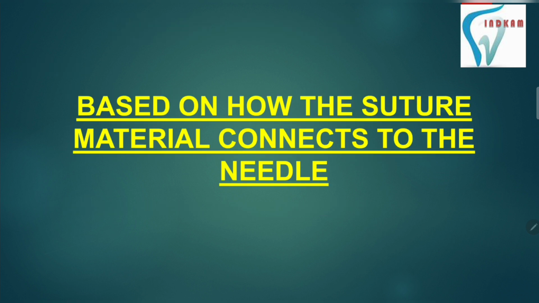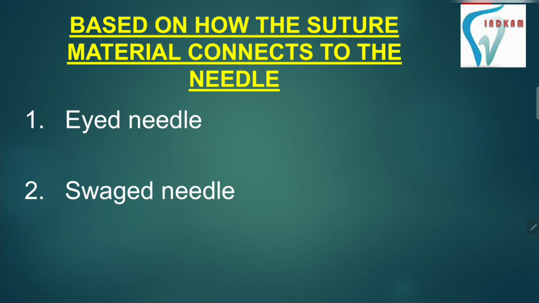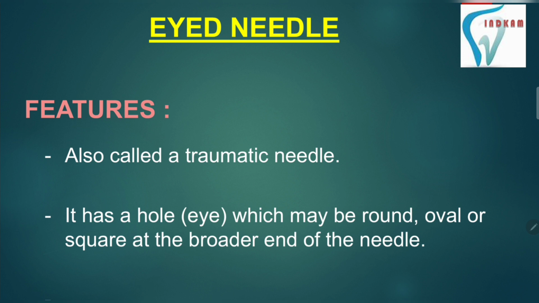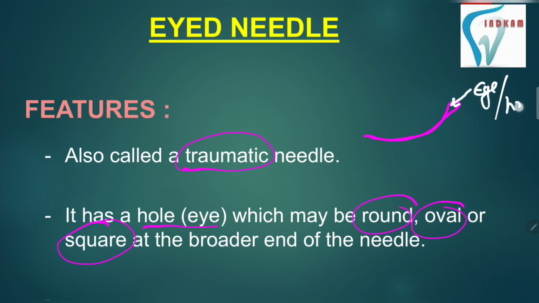Now, based on how the suture material connects to the needle, these are two types: eyed needle or swaged needle. First of all, eyed needle. Eyed needles are also called traumatic needles because they have a hole or eye which may be round, oval or square at the broader end of the needle. See, if this is a needle, this is the eye or hole.